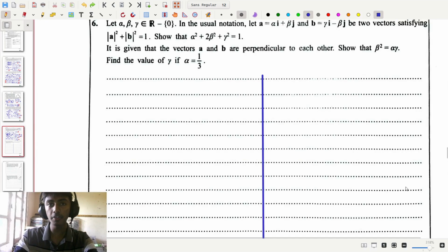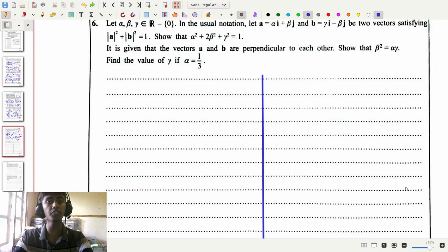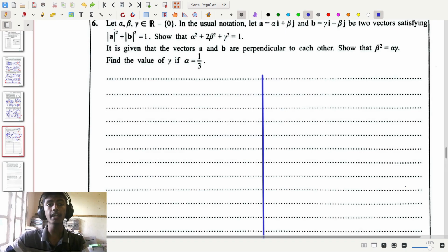2025 A-Level Combined Mathematics Paper 2 Part A question number 6. This question has to do with vectors. The question says, let alpha, beta and gamma be elements of the set of real numbers minus the set of 0, which basically means that alpha, beta and gamma can be any real constants except for 0.